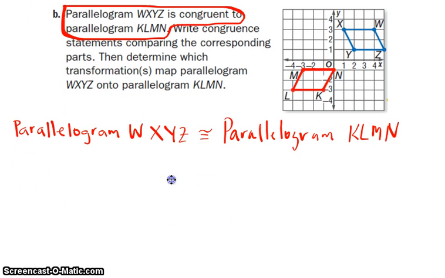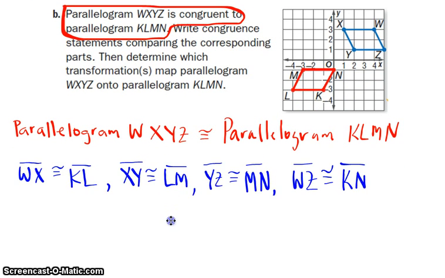Okay, let's take a look at your congruent sides. I didn't even really look up here, I used this congruent statement. WX and KL match up, so they're corresponding sides. XY matches up with LM. YZ matches up with MN, and then we can do the ends. WZ matches up with KN. So these are your corresponding sides.